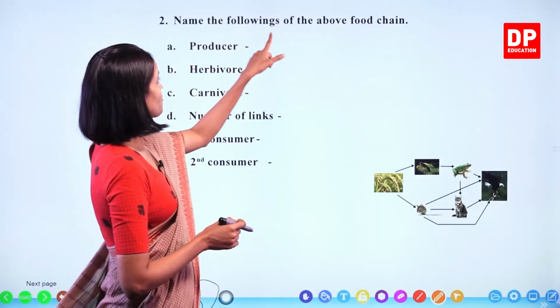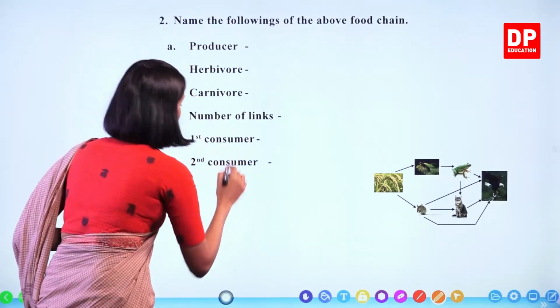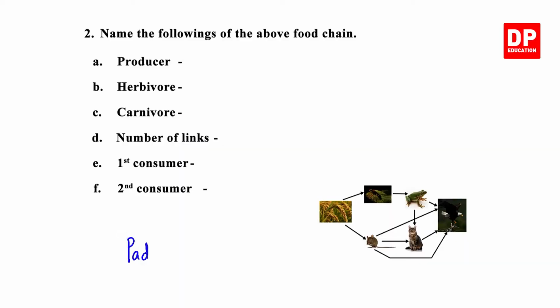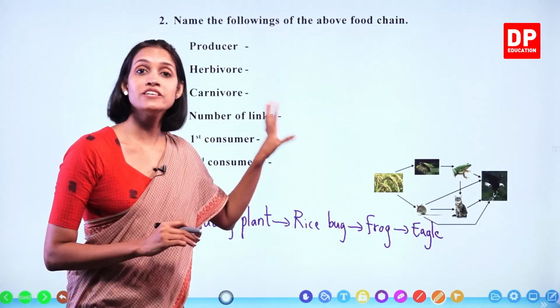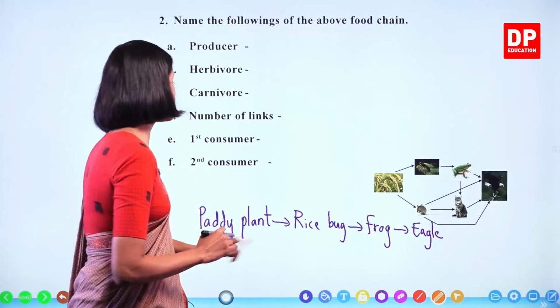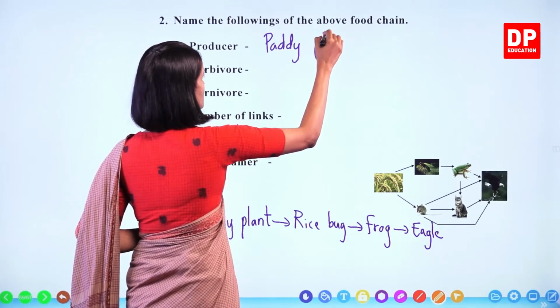Name the followings of the above food chain. Now I will write here the food chain we wrote so that we don't have to go to the other side. Paddy plant, rice bug, frog, eagle. Right, children? Who is the producer? Producer is always the first link, the green plant. That is the paddy plant.